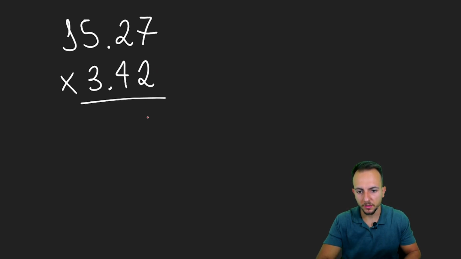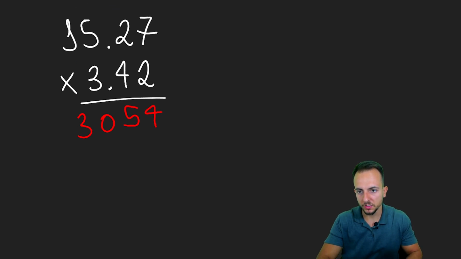2 times 7 is 14, so I have 4 and I can carry over the number 1. 2 times 2 is 4 plus 1 is 5. 2 times 5 is 10, so 0 and I can carry over the number 1. 2 times 1 is 2, plus 1 is 3. Okay, so the first row is done.